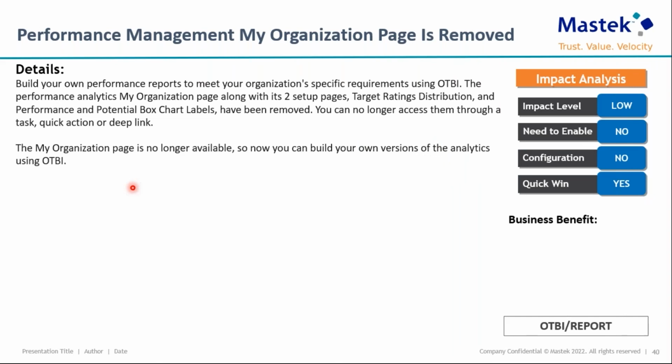So it's mostly on the reporting side. There are two slides on this aspect, and both of them talk about some of the dashboards or some of the reports which have been removed by Oracle. From a performance perspective, when the manager went into My Team and My Organization area, previously they were able to see the target rating distribution for their own team members. Oracle has decided to take away this functionality from 22D onwards.